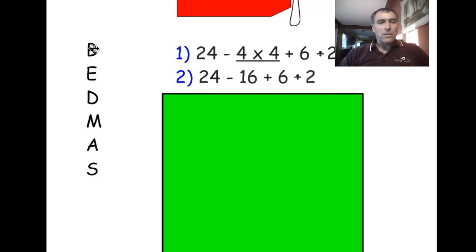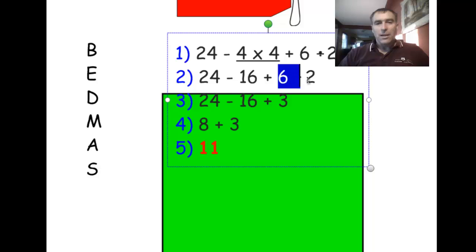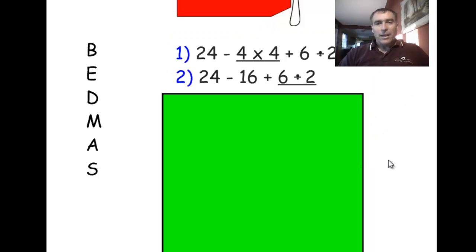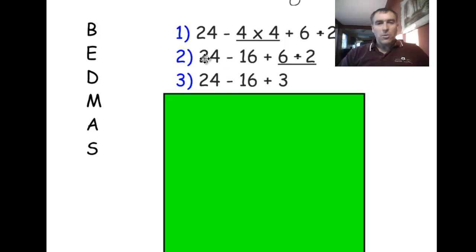Okay, now what do we do? No brackets, no exponents. Oh, we do have division, so that's the next thing we have to answer. We highlight or we underline that if we're writing it out. And we go to the next step. We write the rest of the question, 24 minus 16. We write that in there. Now we substitute the answer for 3 there. Now we're left with a subtraction and an addition.